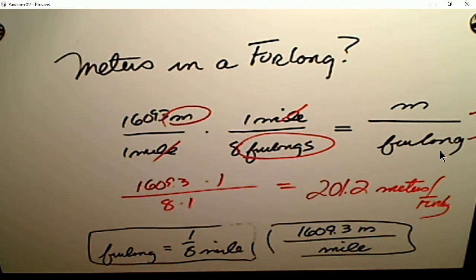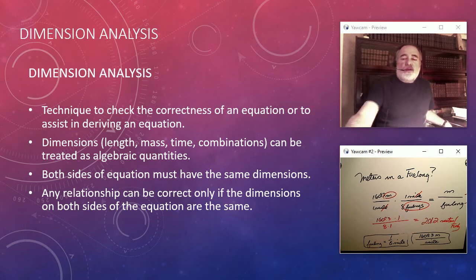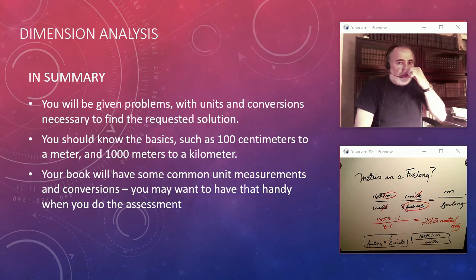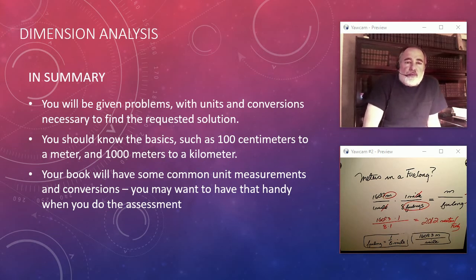So those are two real quick examples. You can find many examples online and in your book on this. Make sure you know this material fairly well when you go about doing the assessment. You'll be given problems with units and conversions necessary to find the requested solution. You should know the basics, though, that there are 100 centimeters per meter, 1,000 meters to a kilometer, 1,000 grams to a kilogram. Your book will have some common units of measurement, and you may want to have that handy for your assessment.